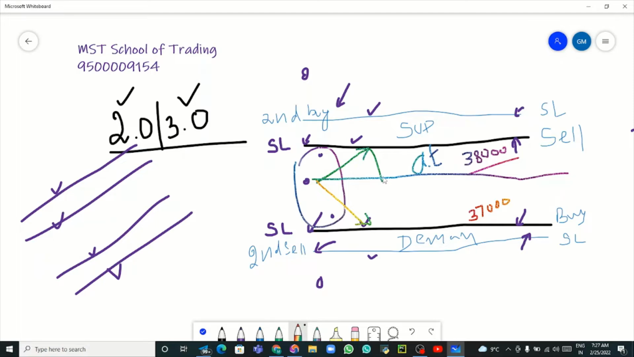Or consider, suppose buy got activated first and your target has been met. Again, your trading for the day is over. You have to close your trading system, do some other work if you have, or sleep.